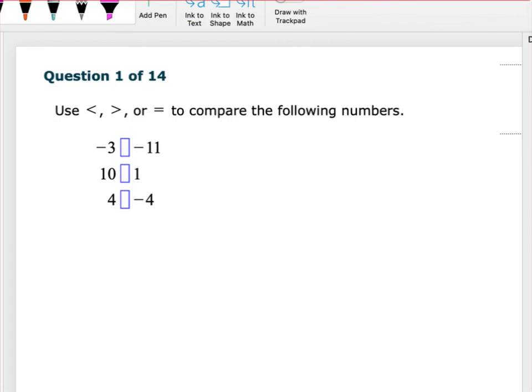Let me get my marker here. This one will be negative 3 is actually greater than negative 11. Negative 11 is farther to the left, therefore it is less than negative 3. So negative 3 is greater than negative 11. 10 is greater than 1. And 4 is greater than negative 4.